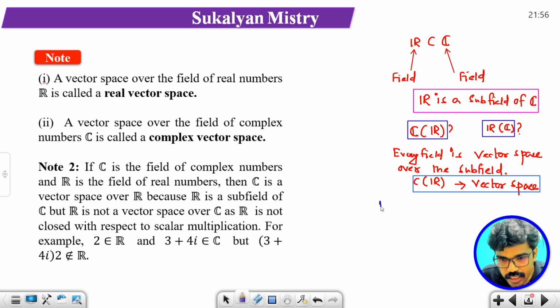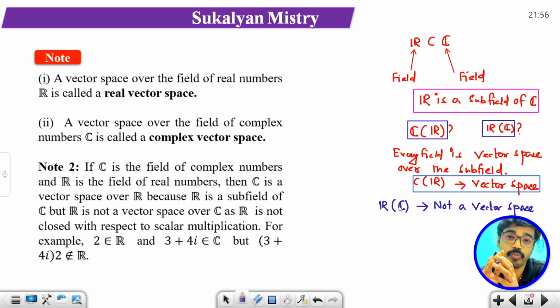R over C, that is not a vector space. কেন vector space form করবে না? ভাইবাতে জিজ্ঞেস করতে পারেন। C over R, that is a vector space. R over C, that is not a vector space. What is the reason behind this? কেন R C এর উপর vector space form করবে না?